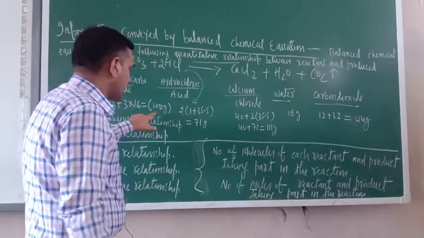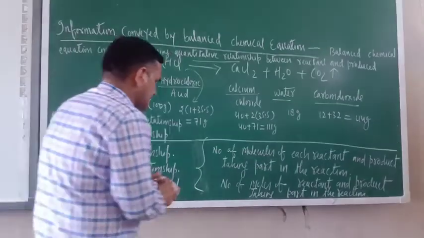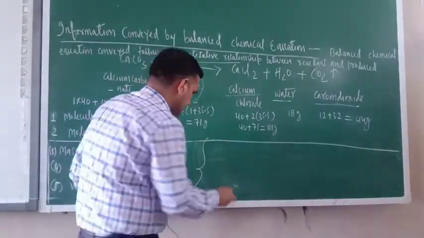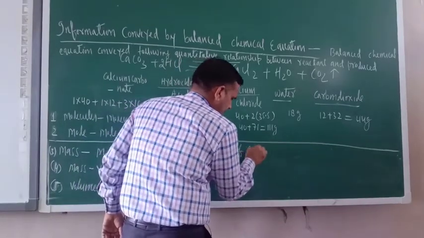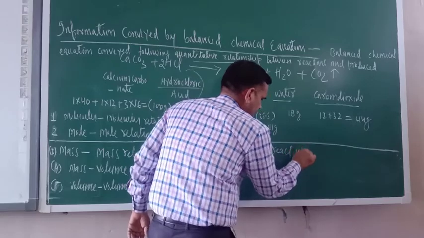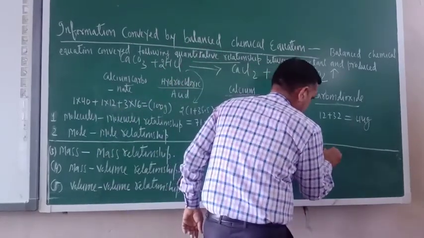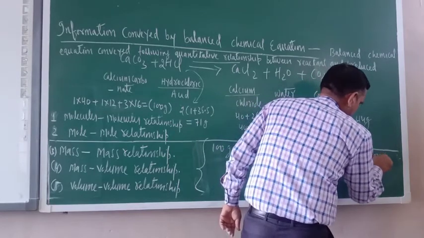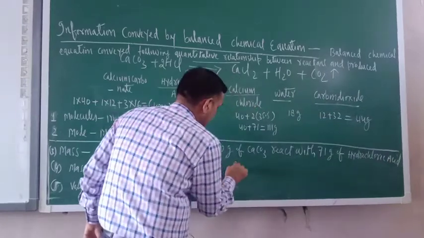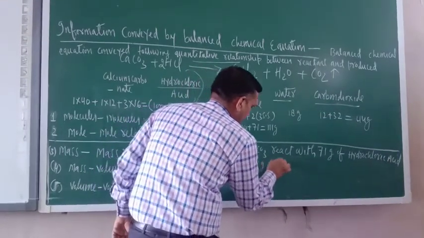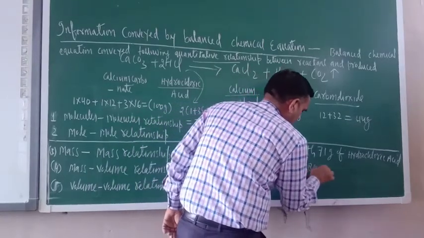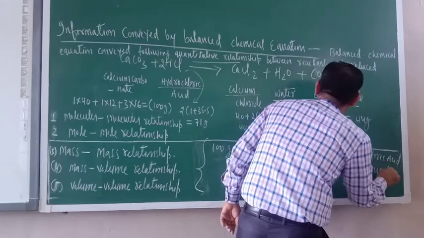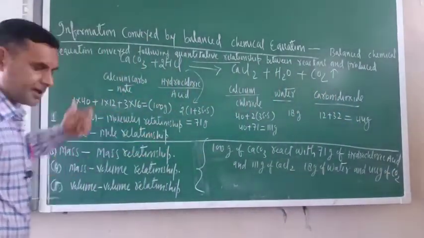100 gram of calcium carbonate reacts with 71 gram of hydrochloric acid and forms 111 gram of calcium chloride, 18 gram of water and 44 gram of carbon dioxide. So this is the relationship in terms of mass.